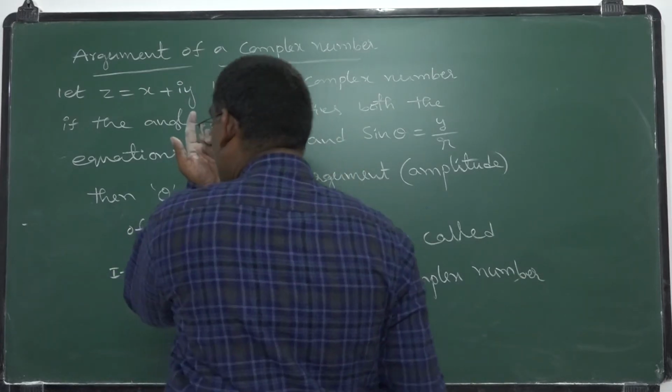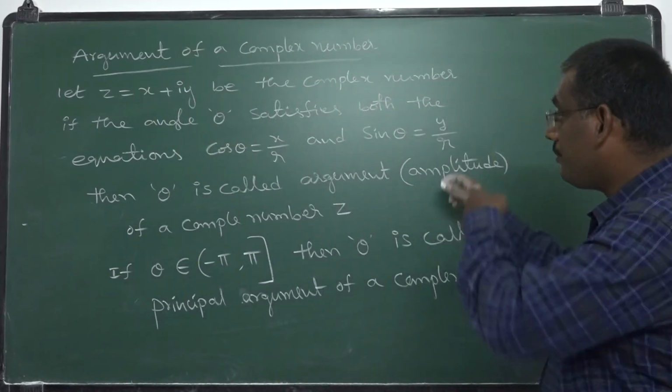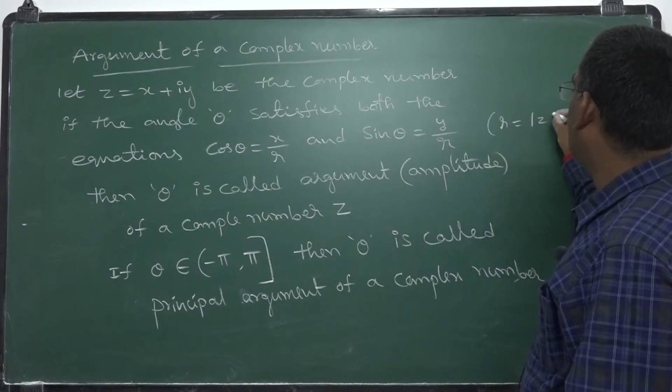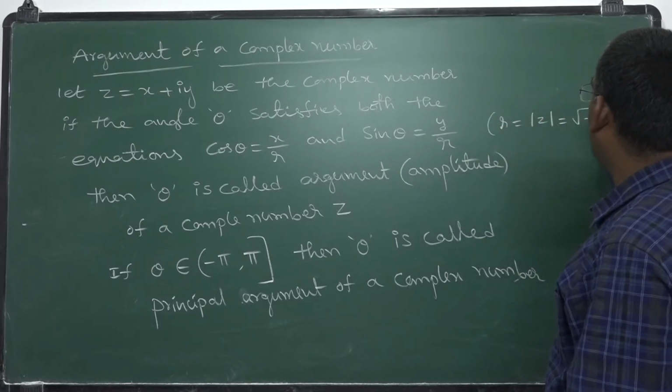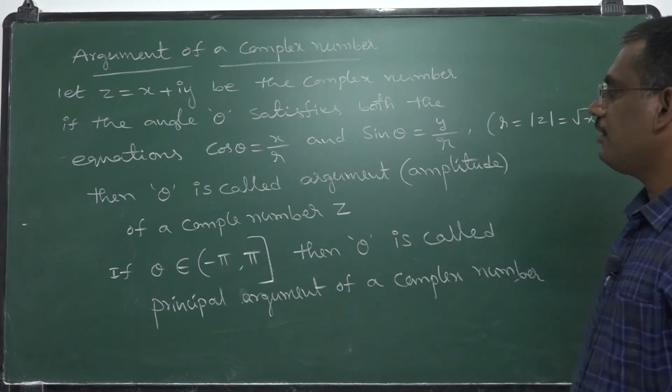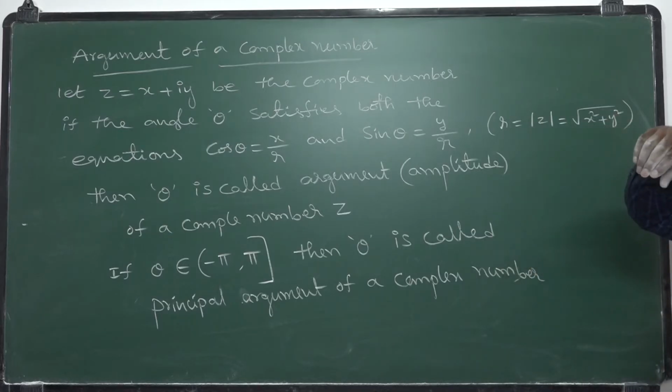Here r means modulus of z. So here r is equal to mod z. Mod z means root of x square plus y square. So here r is nothing but root of x square plus y square.